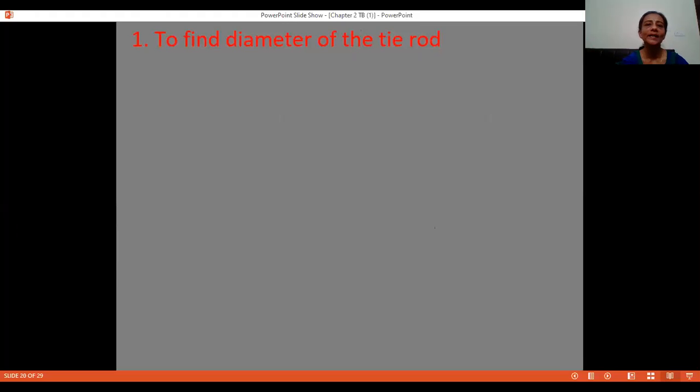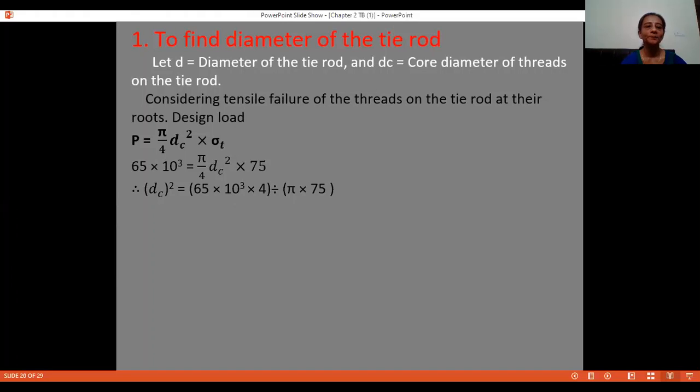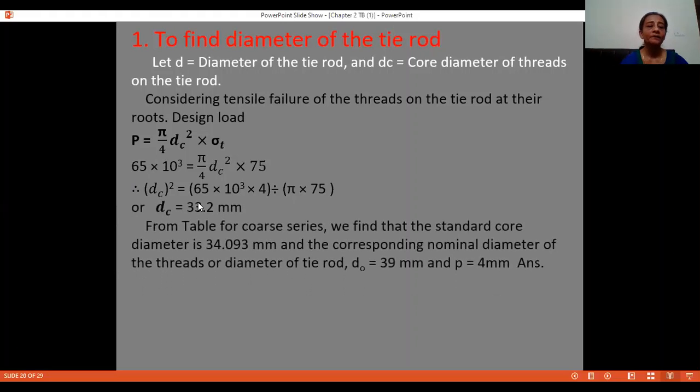First step is to find the dimensions of the tie rod. That means core diameter, nominal diameter, then pitch, etc. For that, we have considered the tensile failure of the threads at the root. And strength equation is P is equal to pi by 4 dc square into sigma T. So substituting all values and rearranging the terms, we will be able to find the core diameter as 33.2 mm.